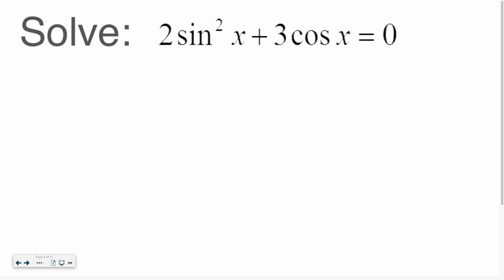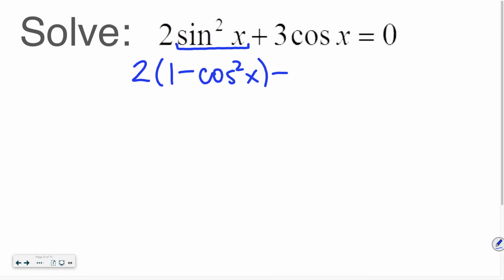Okay? However, do we have an identity that involves sine squared x? Okay, what is sine squared x the same as? Almost. 1 minus cosine squared x. Okay, we can replace sine squared x with 1 minus cosine squared x.